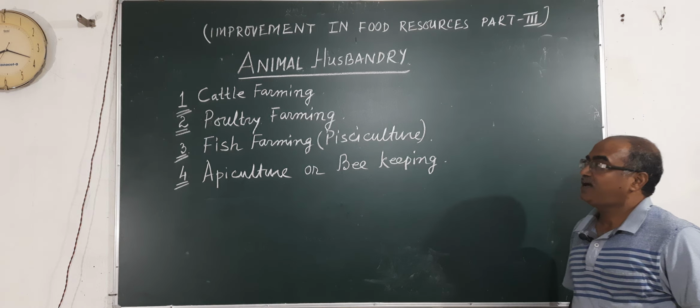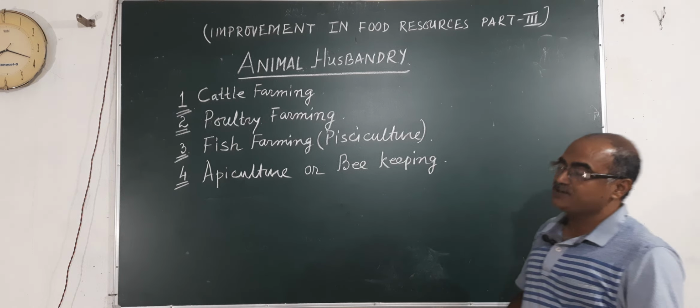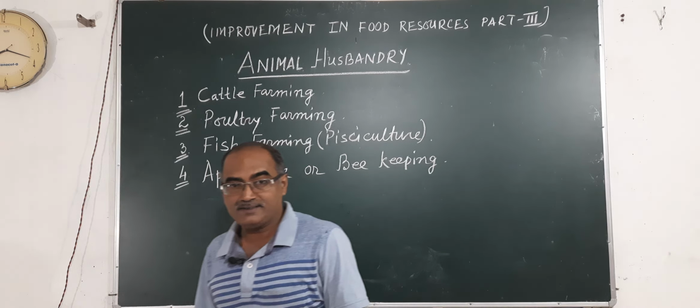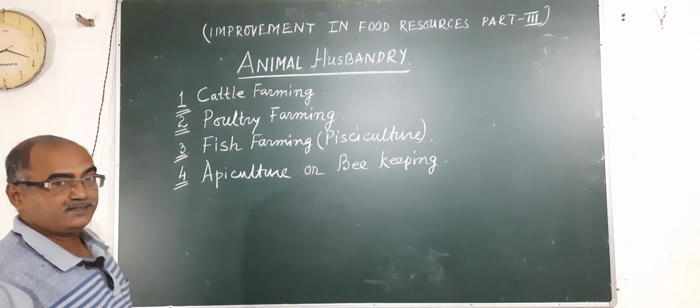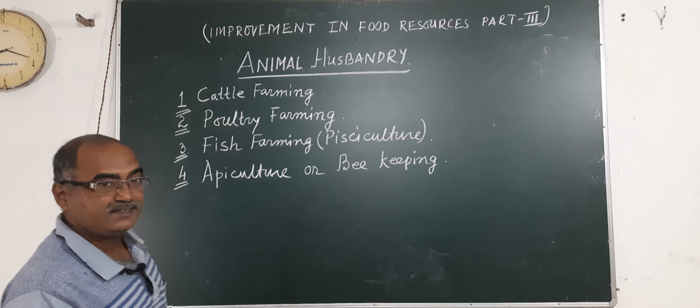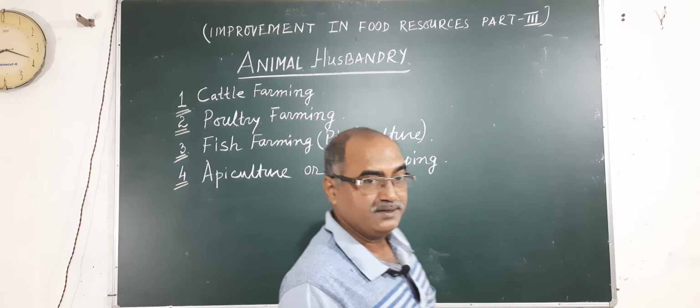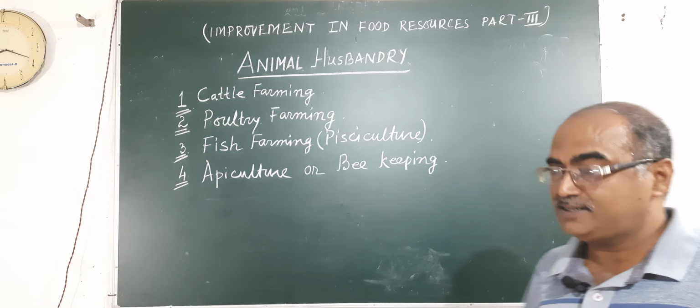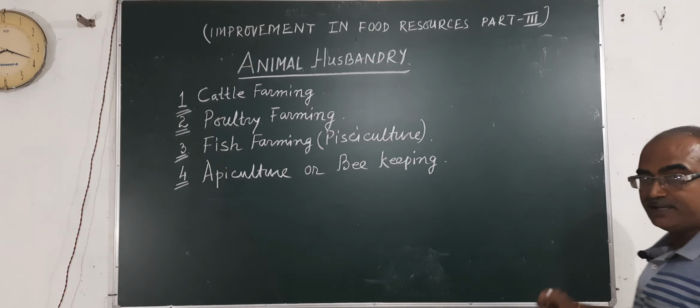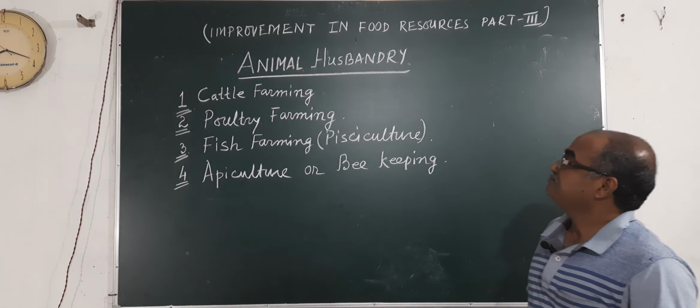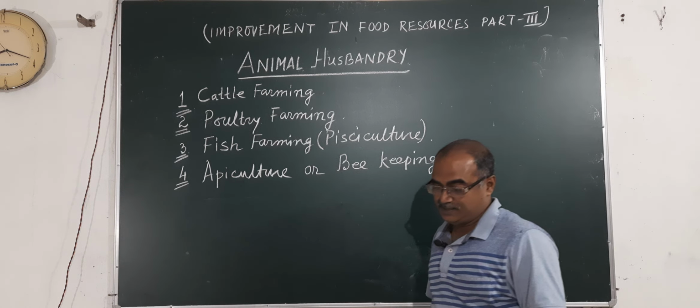Today I am starting the improvement in food resources. This is the last part, the third part, because this is a huge chapter and there is so much information. Thus, I have made the whole chapter into three different parts. Probably you have seen my earlier parts. This is the third part, that is animal husbandry.